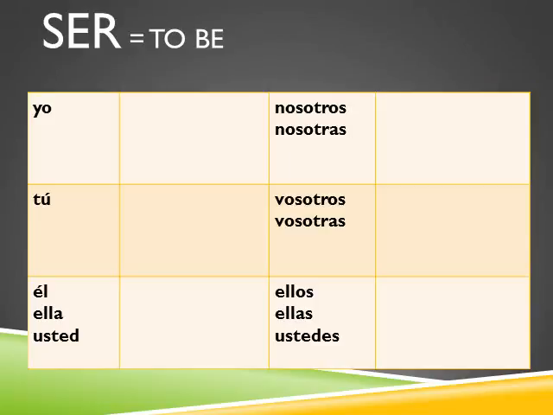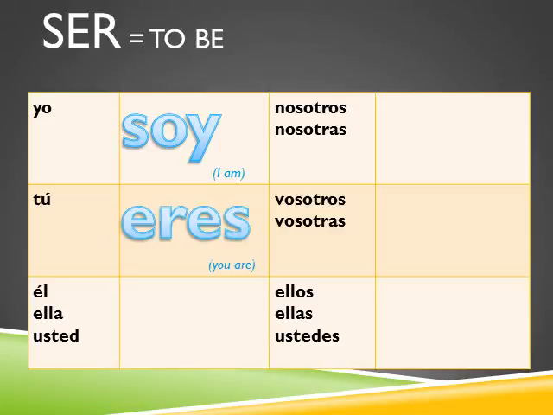So for yo, the conjugation of ser for yo is soy. Okay? Soy. So, yo soy means I am. The conjugation for tú is eres. Okay, so that's tú eres. And that means you are. Okay? The conjugation for él, ella, and usted is all the same thing. So, we have él es for he is. We have ella es for she is. And usted es for you are.